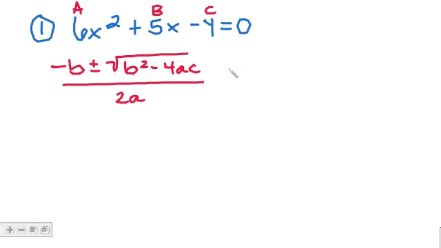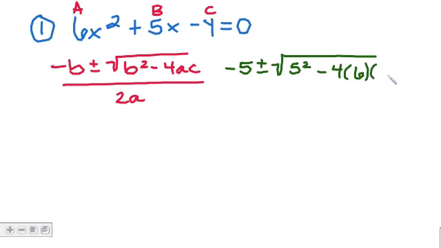So let's just go ahead and swap out these letters for the value of each. So instead of negative b, I'm going to have negative 5 plus or minus the square root. Okay, instead of b squared, I'm going to have 5 squared minus 4, those are givens, times a, my a is 6, times c, and my c is negative 4. All right, let's divide this all by 2 times a, which is 6.